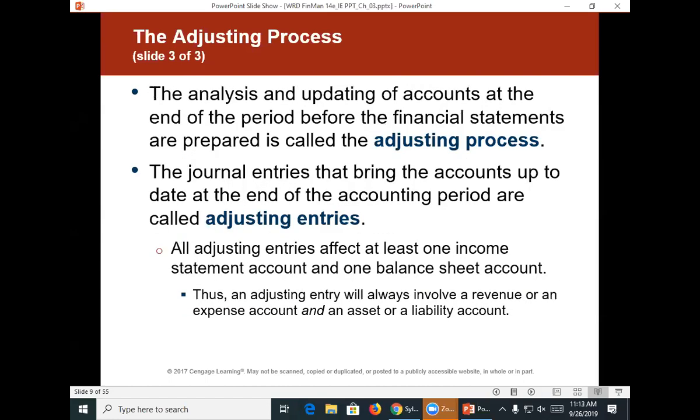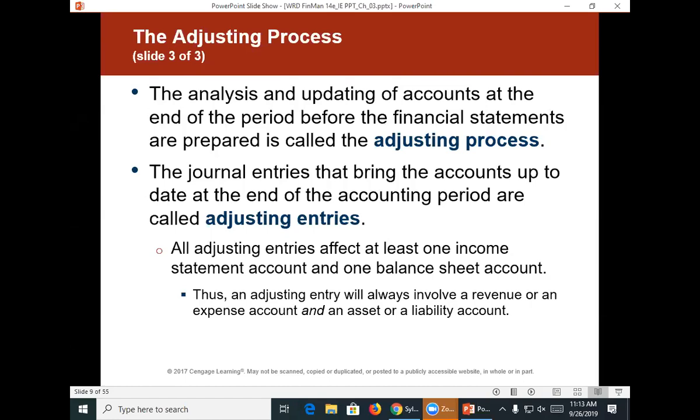So what we do is at the end of the period, we've done the journal entries, we've done the ledger, and now we've done the unadjusted trial balance. We're going to look at anything that has happened in the period that needs to be adjusted. So it's called the adjustment process or adjusting process. We have to do journal entries, and they're just typical journal entries. You're still following debit, credit. It's just we're updating accounts that need updated.